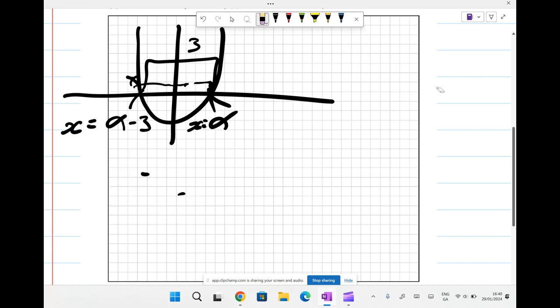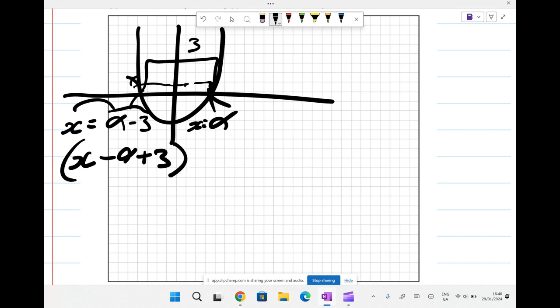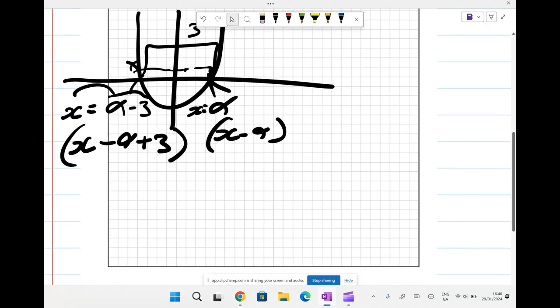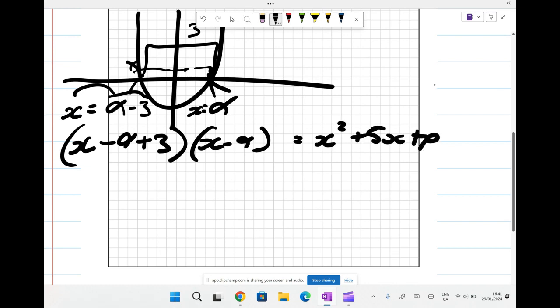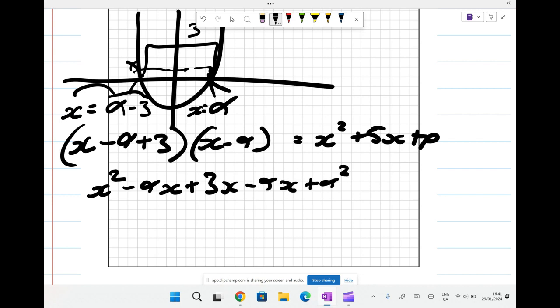So we're going to do the exact same, but now we just have alphas. So let's bring the alpha minus 3 over to this side. So that's minus alpha plus 3. That's one factor, and then we're going to have x minus alpha as the other factor. Okay, great. So these two multiplied together are going to give our function x squared plus 5x plus p. So let's do that. Let's do x squared minus alpha x plus 3x minus alpha x plus alpha squared minus 3 alpha. So I've just multiplied all that out.